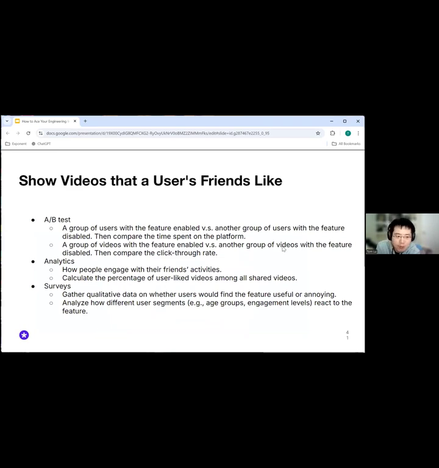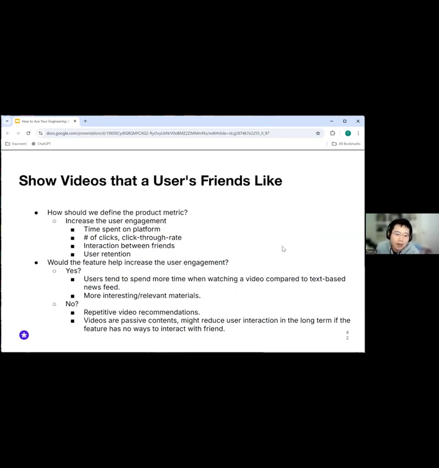Some proposals can be an A/B test. For example, we can separate the users into two groups, one with the feature enabled and another with the feature disabled, and then compare the time spent on the platform. Or we can do some analytics. For example, we can calculate the percentage of user-liked videos among all shared videos. Or we can do some surveys, gathering quantitative data on whether users would find the feature useful or rather annoying.